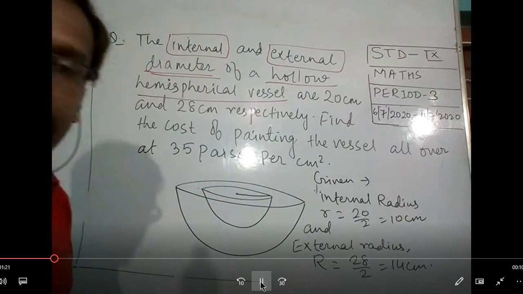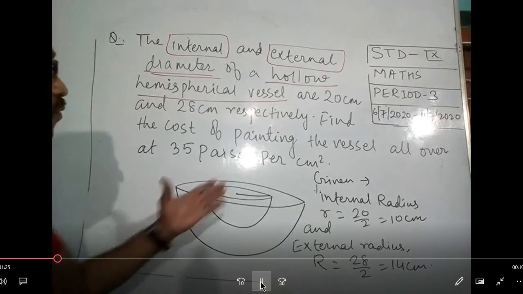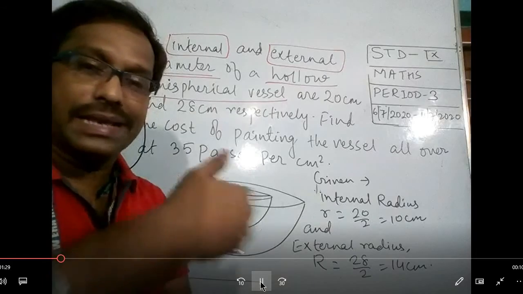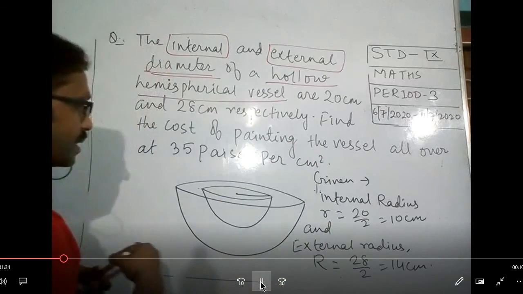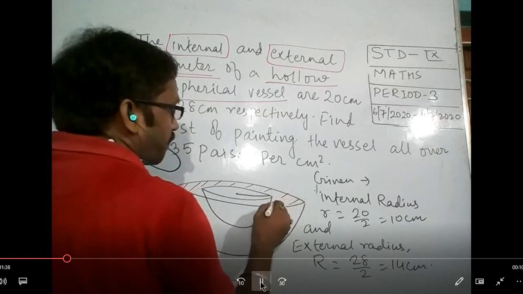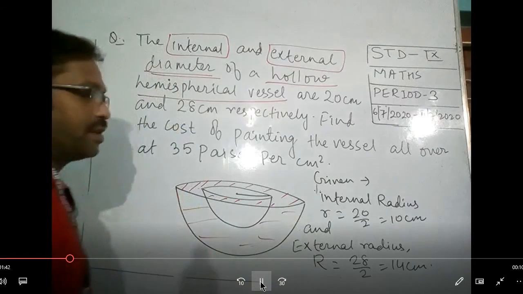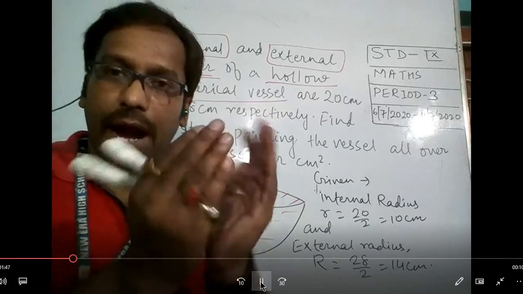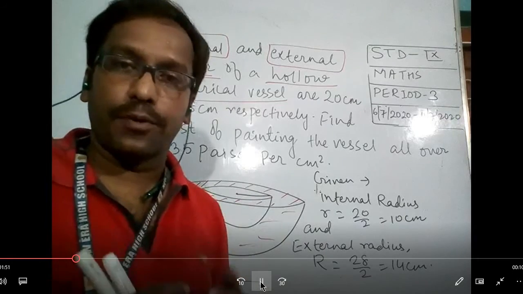Okay, so in that case, they are saying that we have to paint this. We have to paint, means we have to paint from inside also, from outside also, and this part also, this top also. We have to paint all of this. So actually, what we have to find? We have to find the inner curved surface area, the outer curved surface area, and the area of the top. These all things we have to paint.